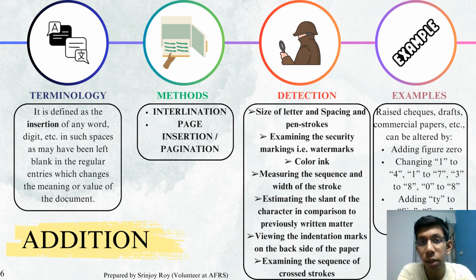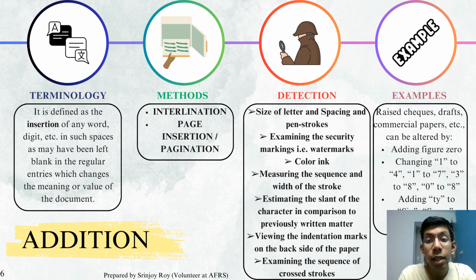How will you detect addition? Basically, when you're writing something else in a document which is already written, suppose the space is less, so you try to fit your letters in the minimum space which is available. That is how you can detect addition. The size of the letters decreases over there. So that is one way of detecting addition: size of letters, spacing, and pen strokes.